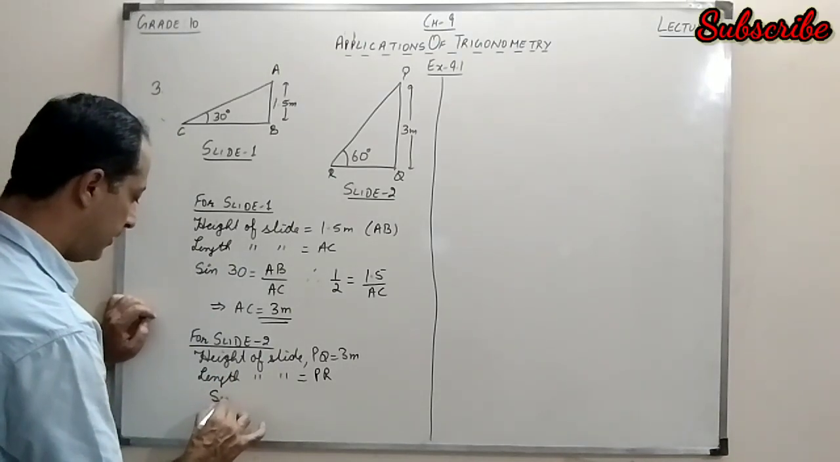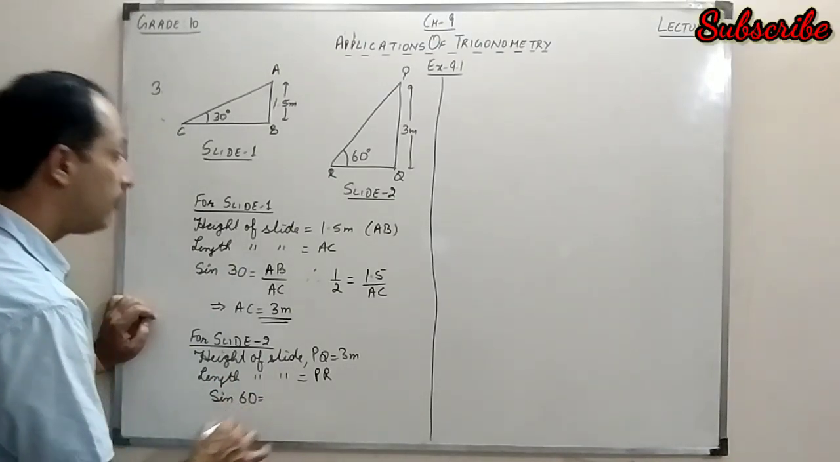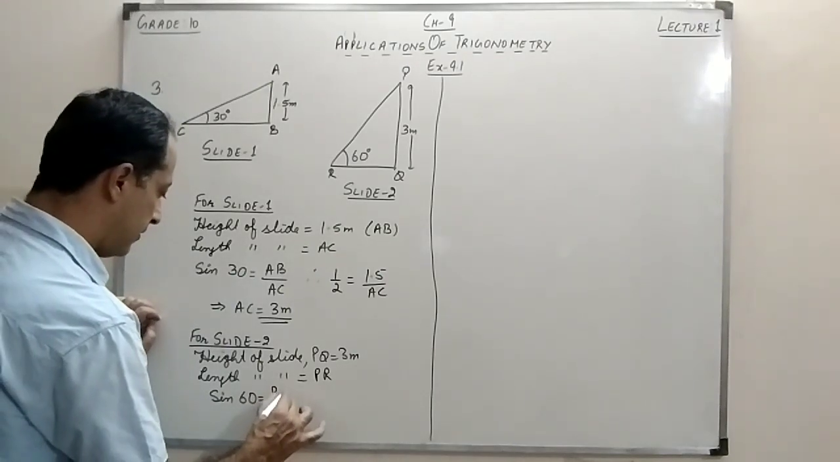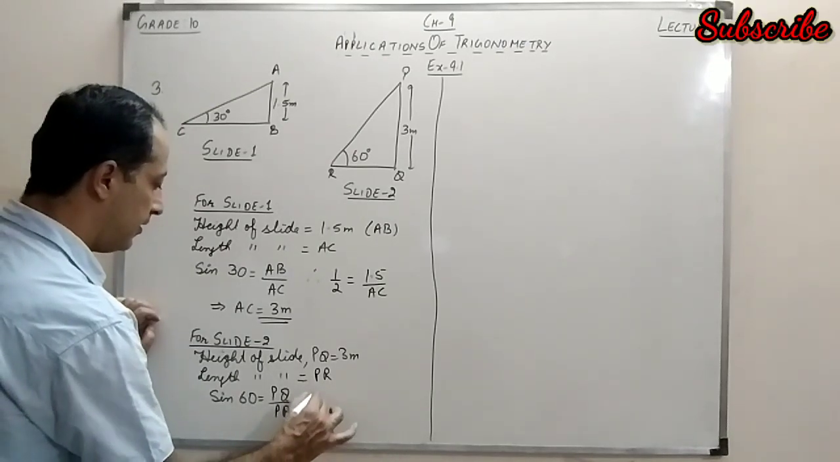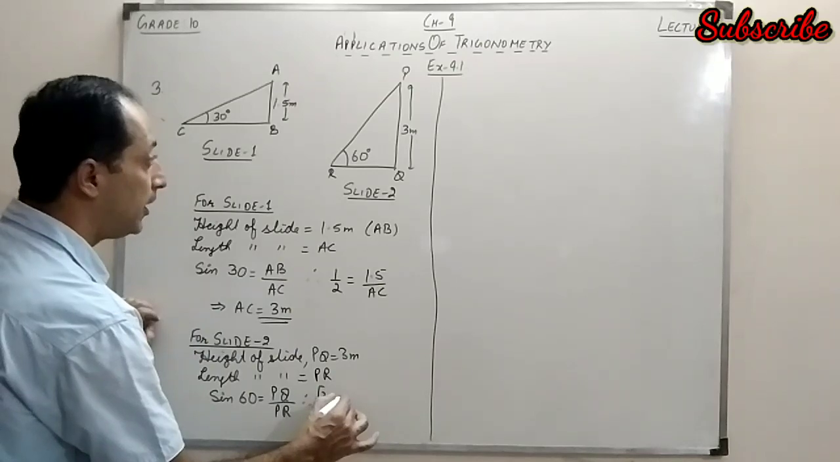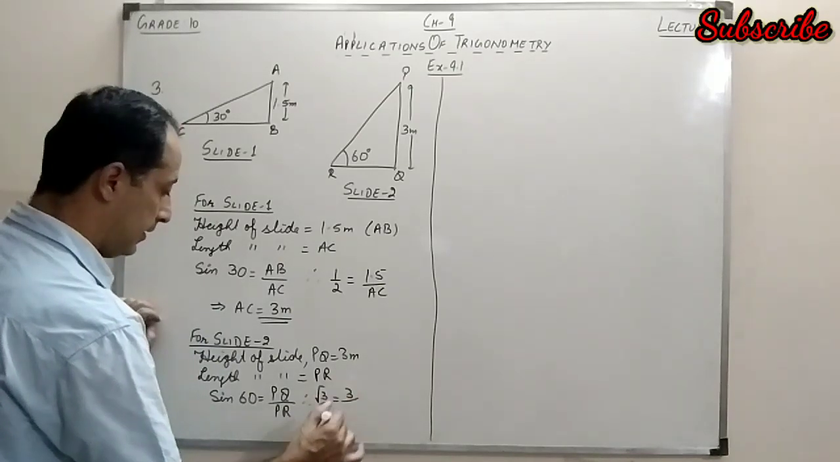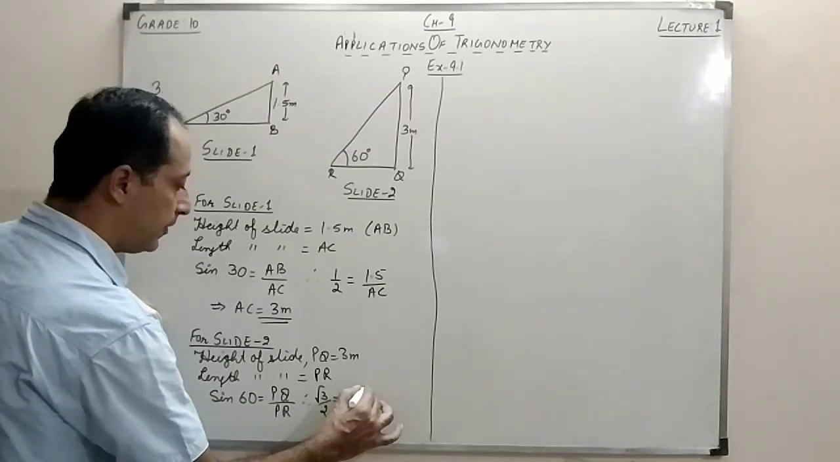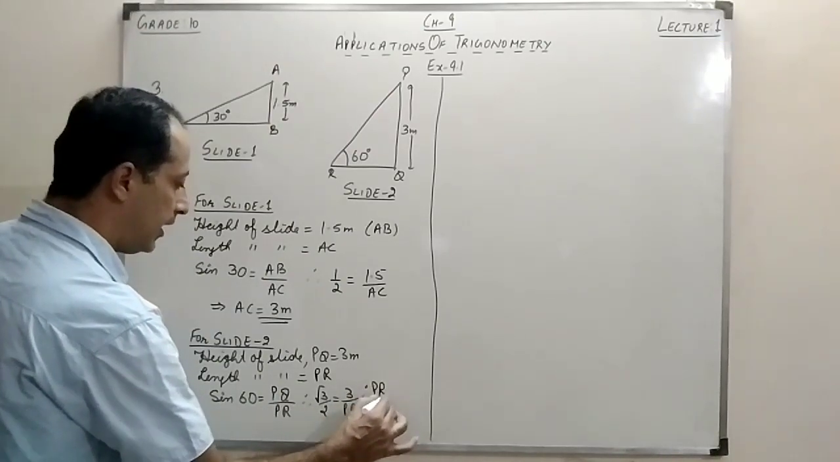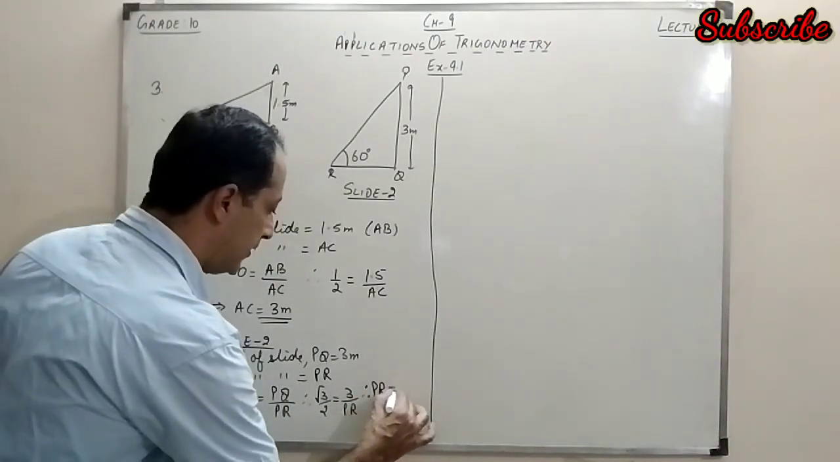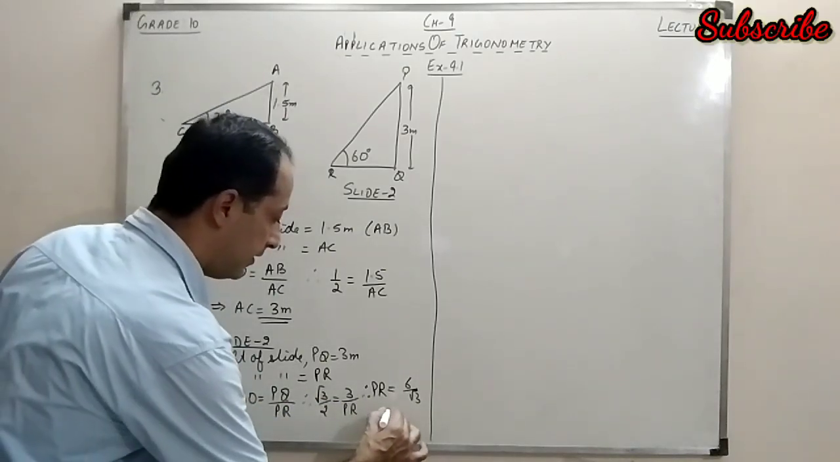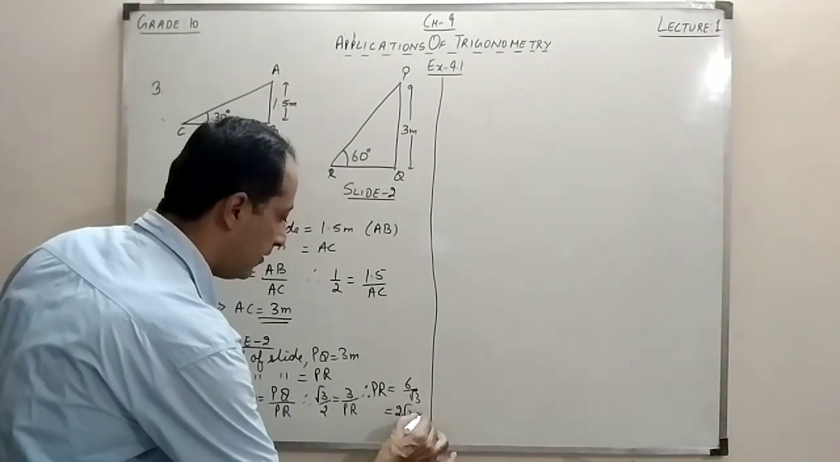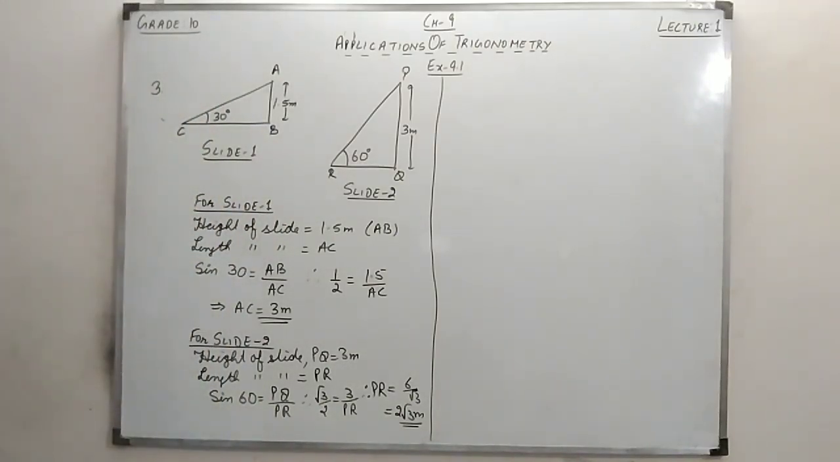So this is sine of 60 equals to PQ upon PR. So what is sine of 60? That is root 3 by 2 equals to PQ is 3 upon PR. So this gives me PR equals to, cross multiply, 6 upon root 3, and after rationalizing, we get it as 2 root 3 meters. Right, so this is the length of the slide for the kids above 5 years.